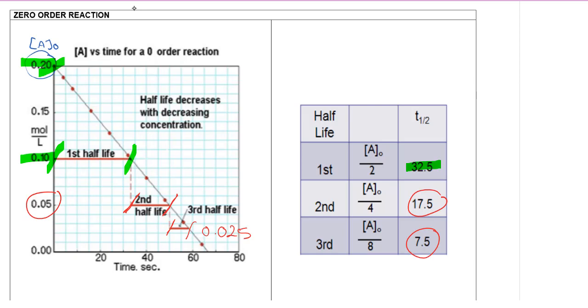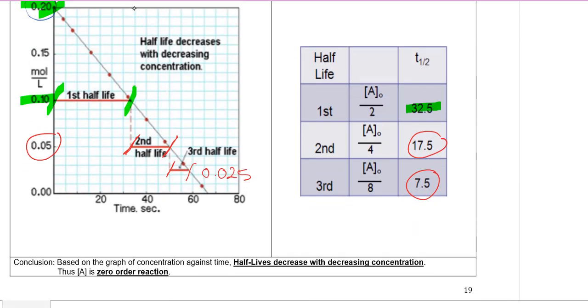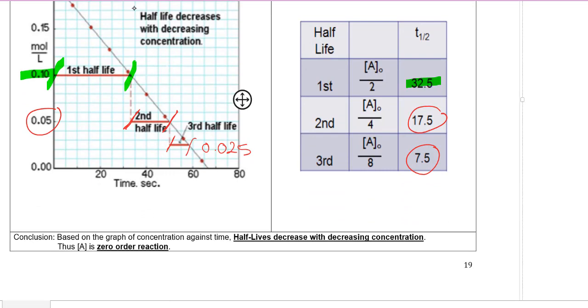So again, from the graph of concentration versus time, we need to find several values of half-life, at least two. If the value of half-life is decreasing, it means that this is a zero order reaction. From these values, we can conclude that this is a zero order reaction, because half-life decreases with decreasing concentration.